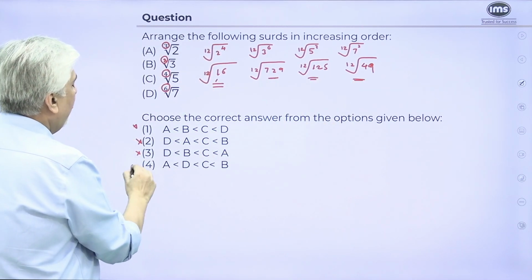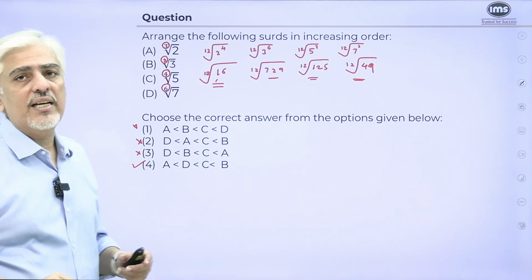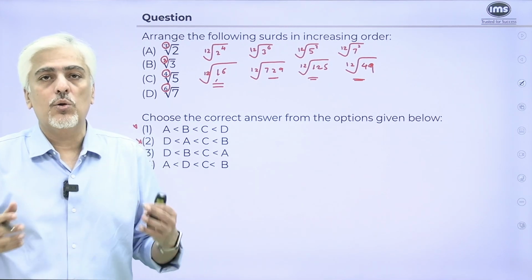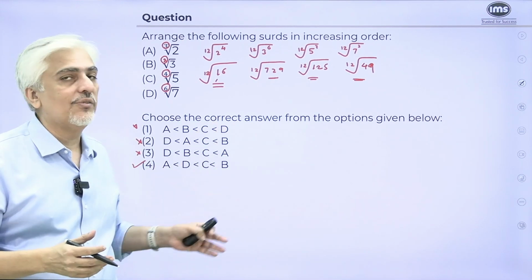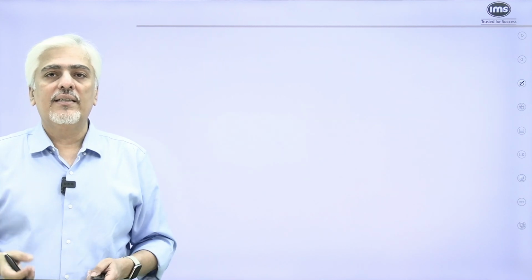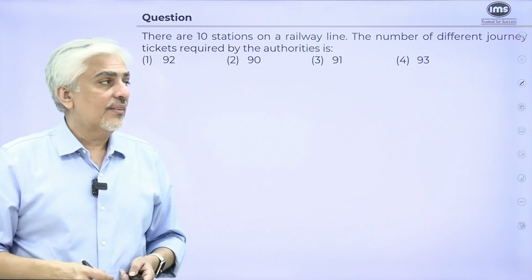A, D, C, B, fourth option is the answer. Right, so again, in a lot of questions we don't need to solve the whole thing, we are getting answers only because of the way the options are made. Let's have a look at the next one.